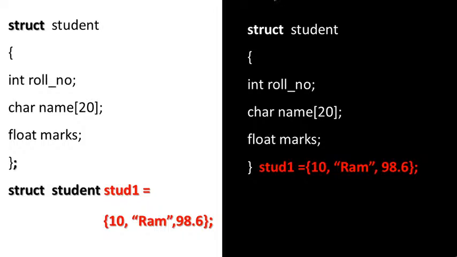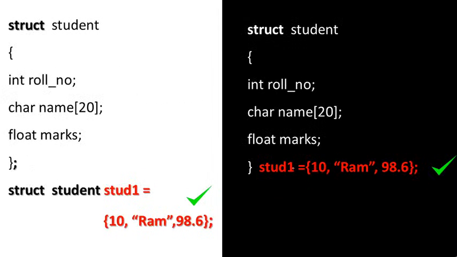So now stud1 is my variable. I'm assigning all the values, that is roll number value, name value, and the marks value. Or I can do it in this way also. Both are right.